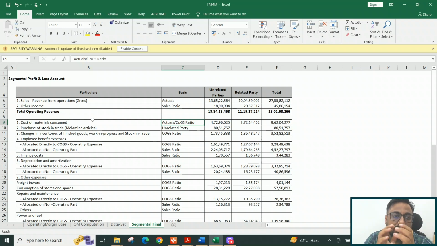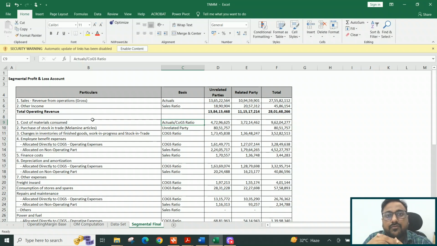So segmental profit and loss could be in any scenario. Under this scenario, what we have presumed is that the party is selling goods to the related parties as also similar types of goods to the unrelated parties. However, the goods are customized party-wise, and that is where we cannot go ahead with the CUP, and that is where we have arrived at the transactional net margin method, and accordingly we have prepared this segmental profit and loss.